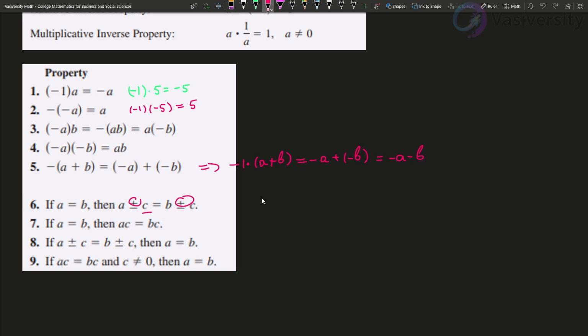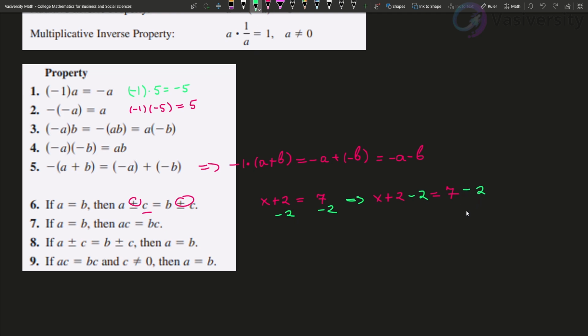So if we have x plus 2 is equal to 7, as an example, and we decide to subtract 2 from both sides, we have to do it from both sides. So negative 2 and negative 2. Essentially, we're going to write it like this: x plus 2 minus 2 is equal to 7 minus 2.